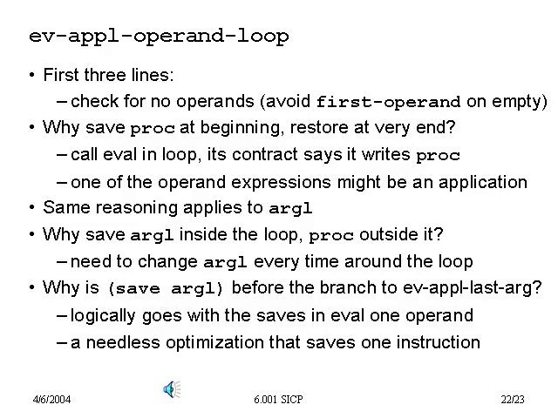And finally, why do we have that save argl before the branch to ev-apply-last-arg, before we go off to do the last arg? Logically, it really goes with the saves and eval of one operand. Why not put it there? And the answer is basically it's a hack. This is an optimization that saves one instruction, and it's not really a big deal. It would have made more sense to logically put it in with those other things that were part of the same set of saves. But there you have it. So in fact, there's most of the register machine code for an evaluator.